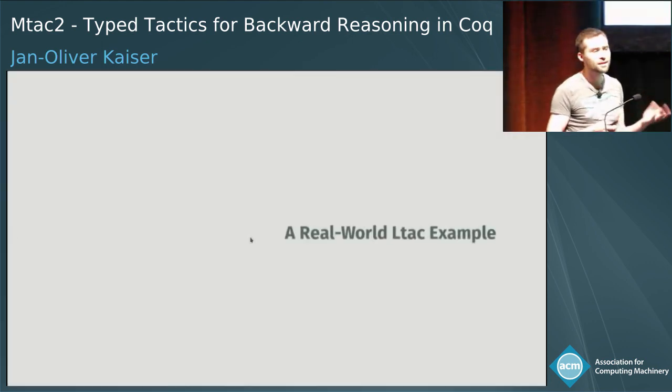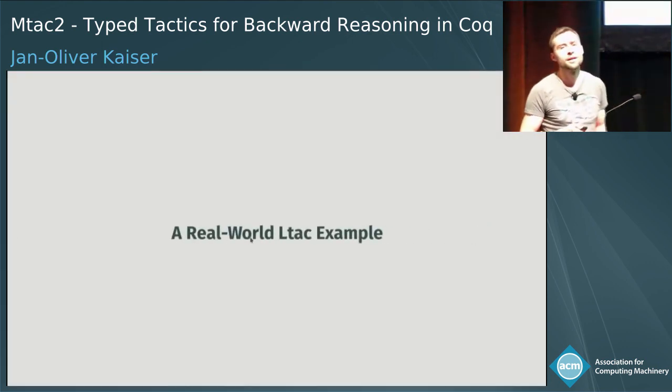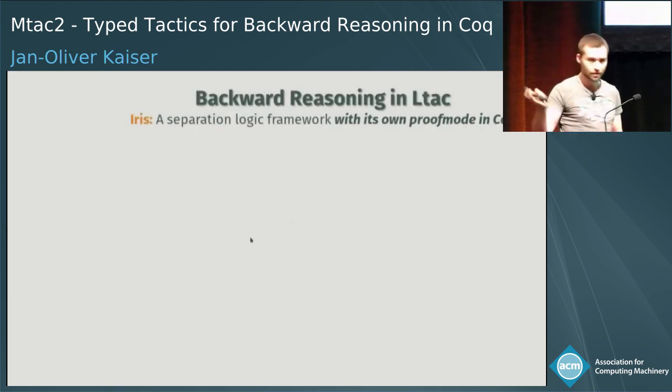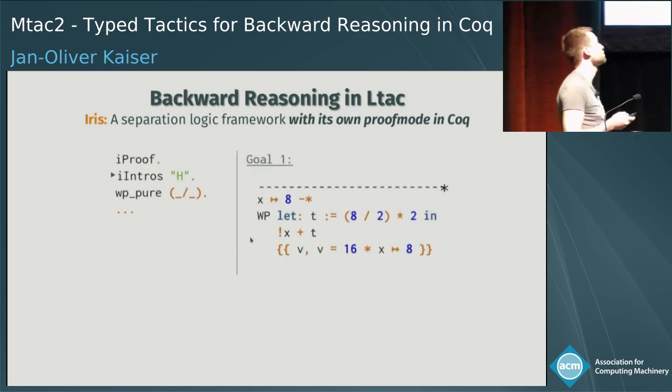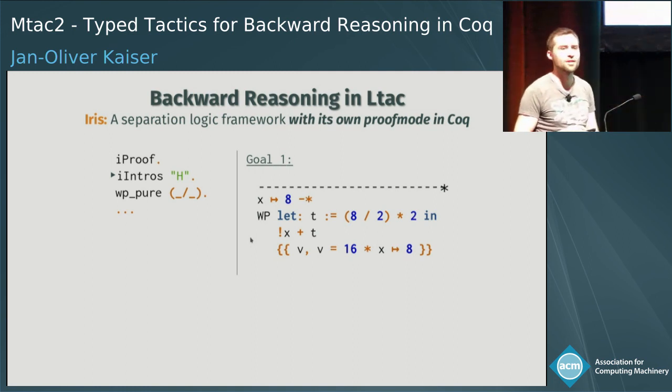In particular, let's look at an example of real-world Ltac code, which in this case was actually taken from the Iris proof mode. Robert also already mentioned this. Just quickly, Iris is a framework for separation logics, and it comes with its own proof mode, and you saw an example of this before. So here again, on the left, you have a proof script in the Iris proof mode. On the right, you have a goal in separation logic.